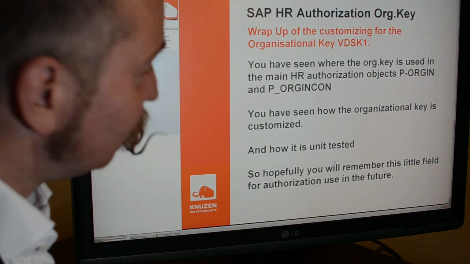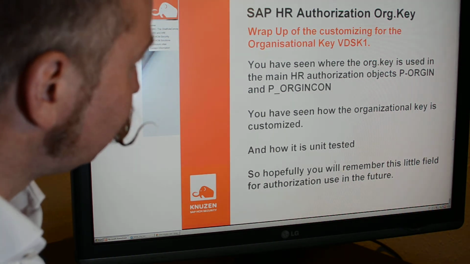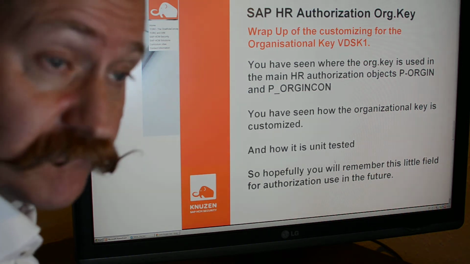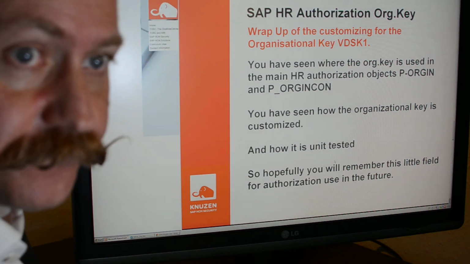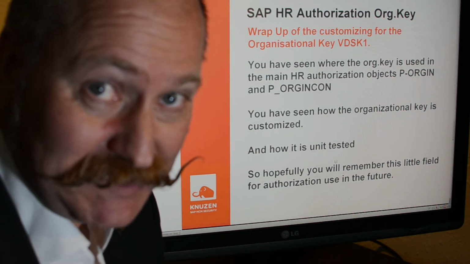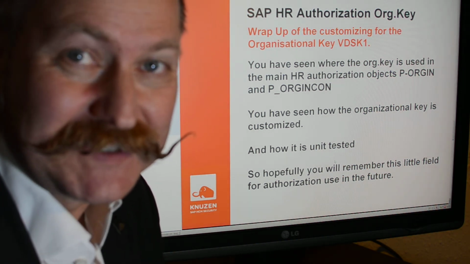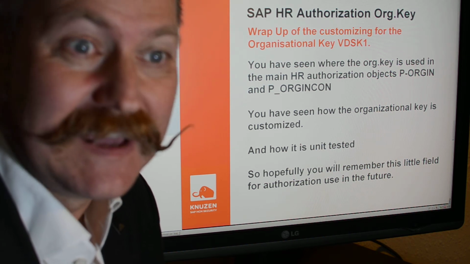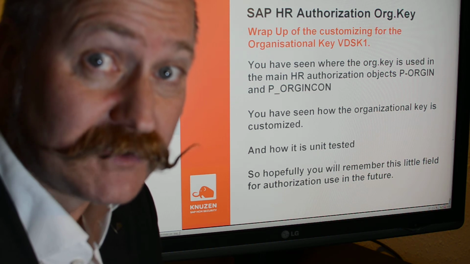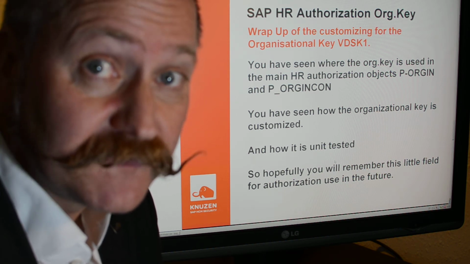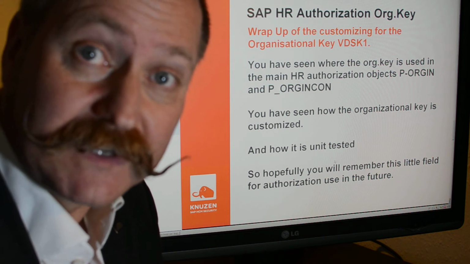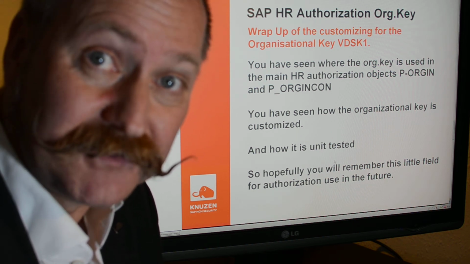So the final wrap up here. You've seen the organizational key used in the two objects P_ORGIN and P_ORGINCON. You have seen how it is customized, and we have tested it, and it works. So I hope you will be able to find it useful and be able to use it in the future. It can actually solve different kinds of authorization issues.